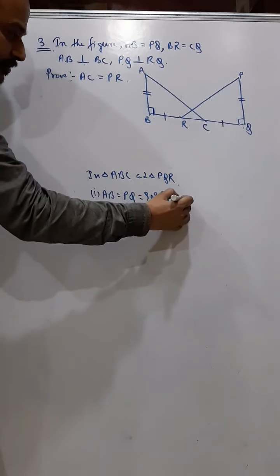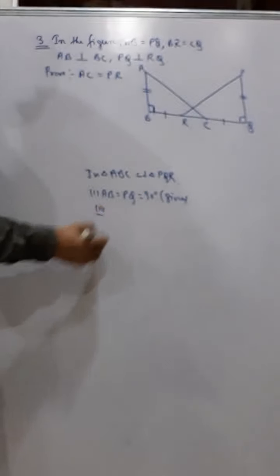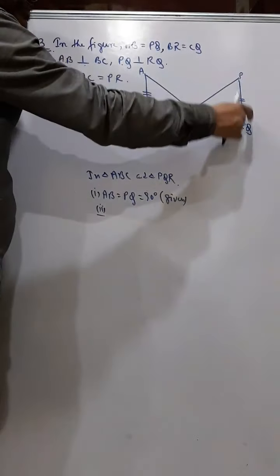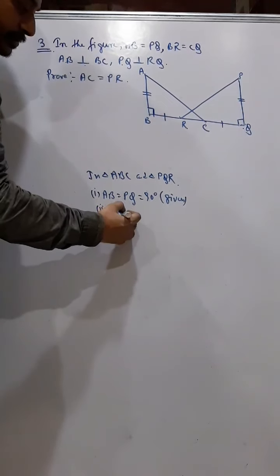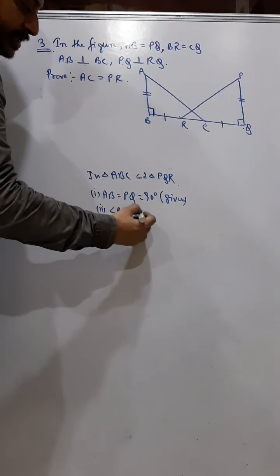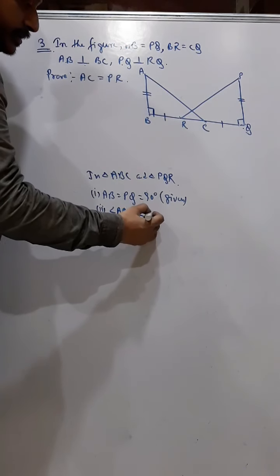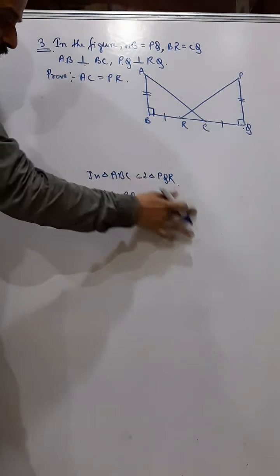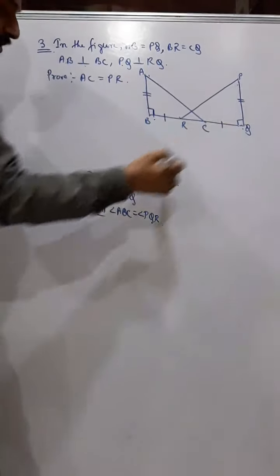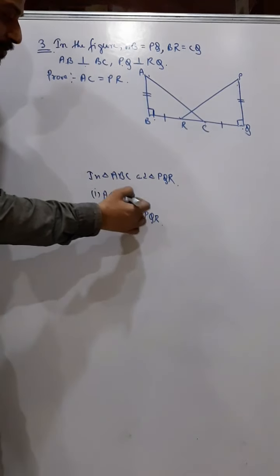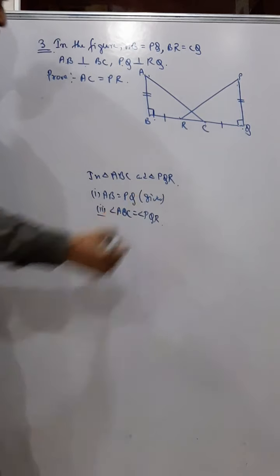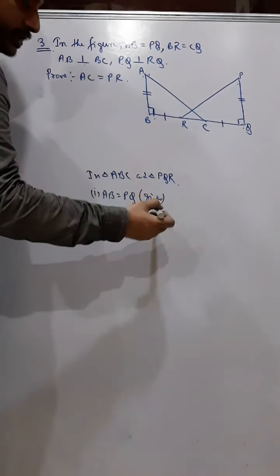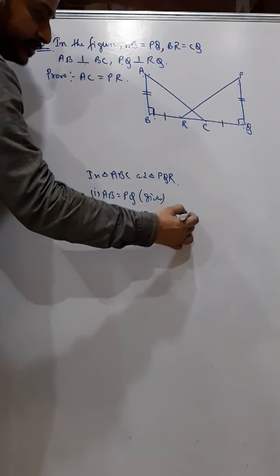So that is given. And number two, we can say that angle ABC is equal to angle PQR. Sorry, why have I written 90? So the first point we say that AB equals PQ, that is given. And number two, we can say angle ABC is equal to angle PQR, which equals 90 degrees, and this is also given.